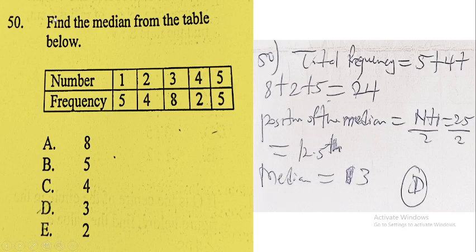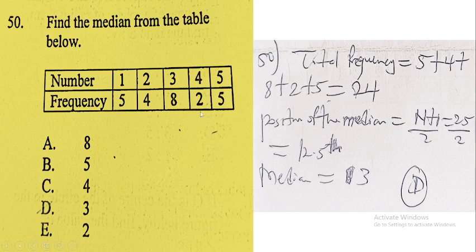Question number 50. Find the median from the table below. This is statistics of grouped data. Of course, we have to find the median. So if you add these frequencies together, we have 24. That means we have 24 data points here, where 1 is appearing 5 times, 2 is appearing 4 times, 3 is appearing 8 times, 4 appearing 2 times, 5 appearing 5 times. So from there we can find the median.